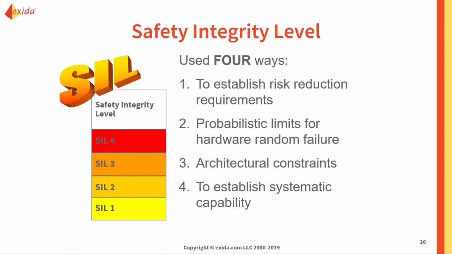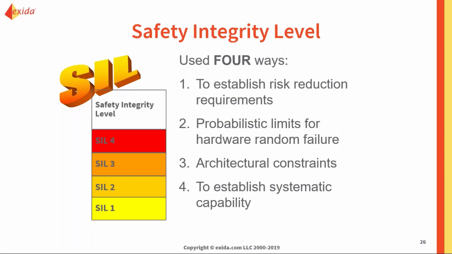Next, there are architectural constraints. Once again, this is for the whole SIF. Is there redundancy needed? When we looked at those Route 2H, did it suggest that you needed one or two extra sets of equipment to do the same job for that SIL level? And how that SIF is going to be able to manage that for the entire safety function.